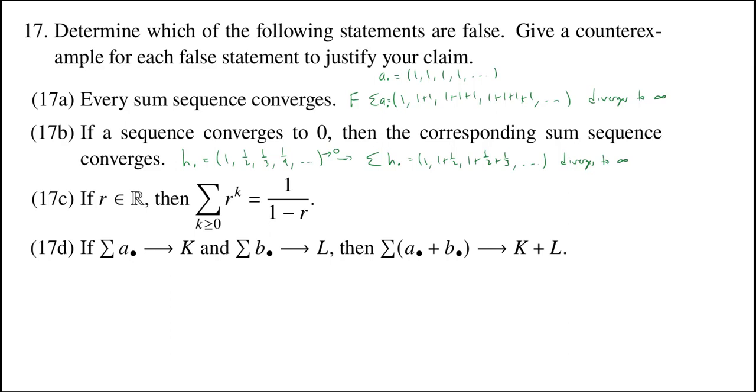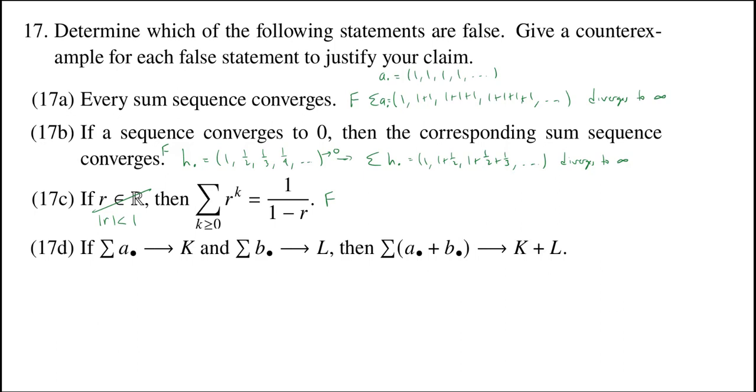Okay, 17c. So yeah, this one is false, right? 17c, if r is a real number, so any real number, then this looks like a geometric series, right? Then this geometric series equals 1 over 1 minus r. Yeah, this is tricky because there is this formula that would tell you that's what it equals. But this is false. Again, because there's actually a hypothesis, right? We always have to check the hypothesis. What would make this statement true is if the absolute value of r was less than 1.